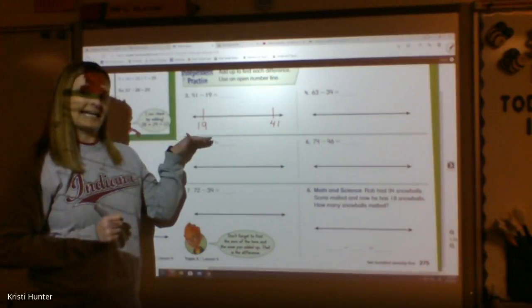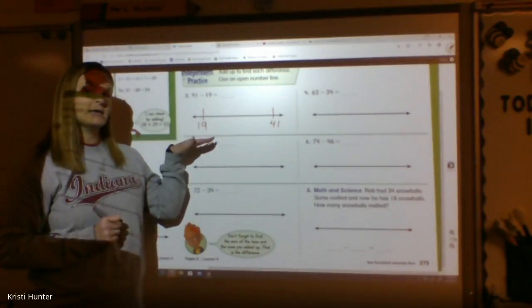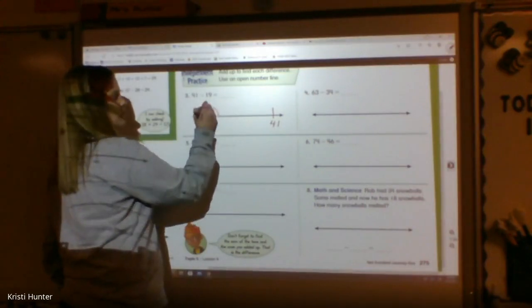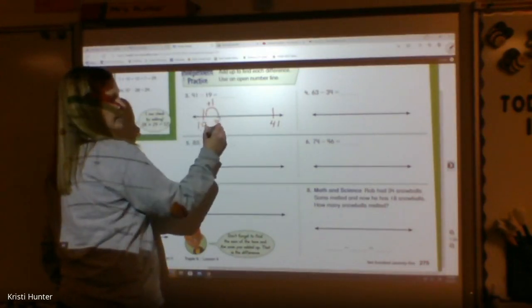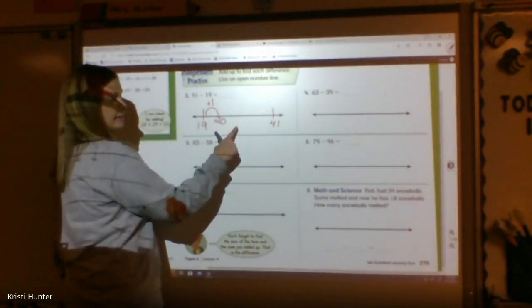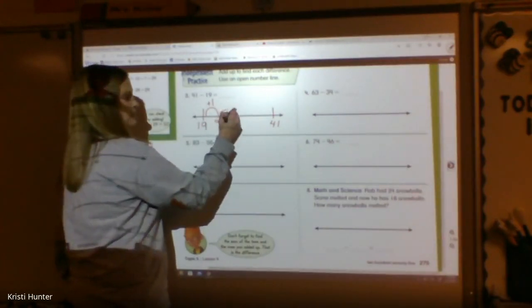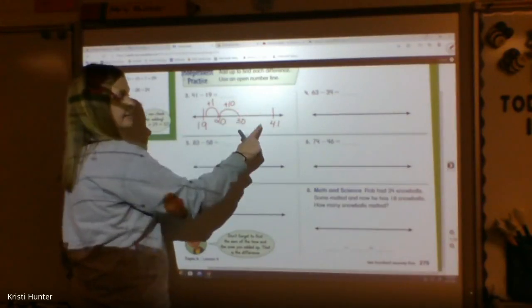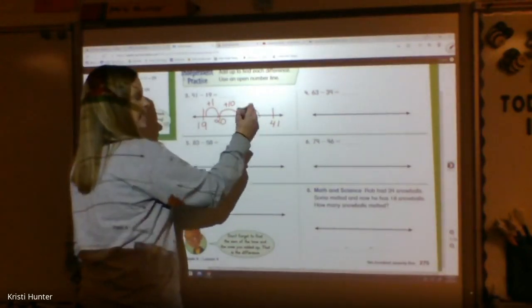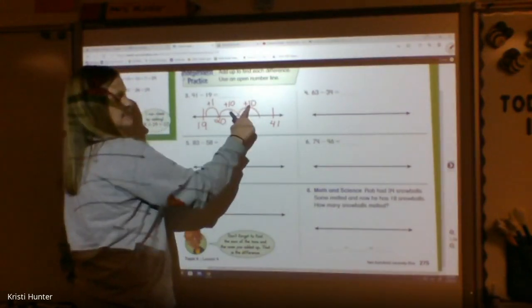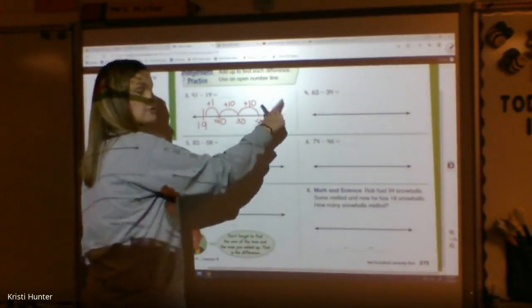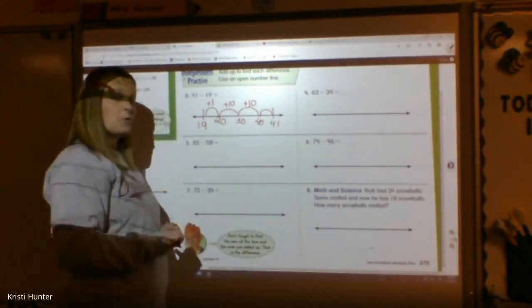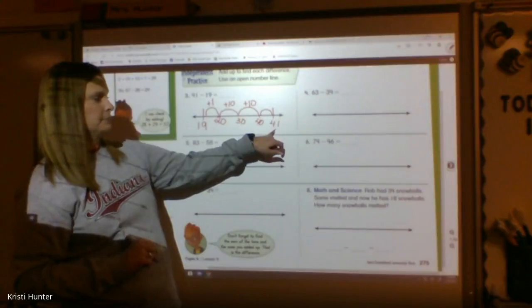We're at 19. How do I turn 19 into a 10? I add 1. That plus 1 would take me to 20. Can I jump a 10? Yeah, I can jump a plus 10, and I'll be at 30. Can I jump another 10? Yep, I can jump another 10. 30 plus 10 makes 40. Can I jump another 10? I can't jump 10. What would I jump to get from 40 to 41?